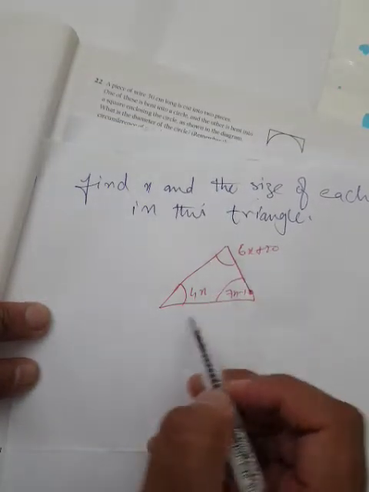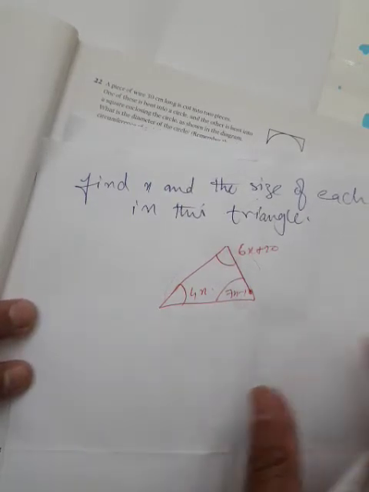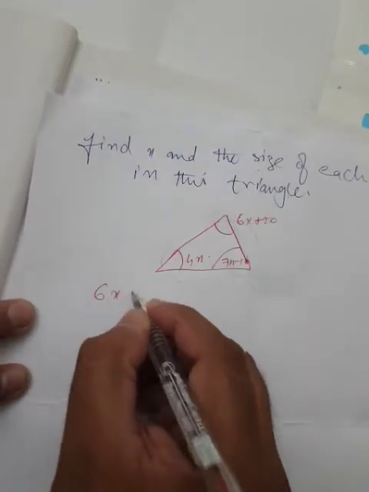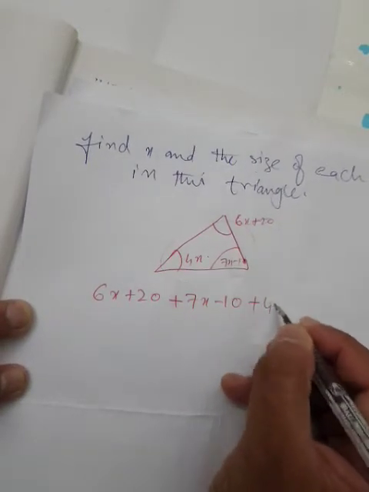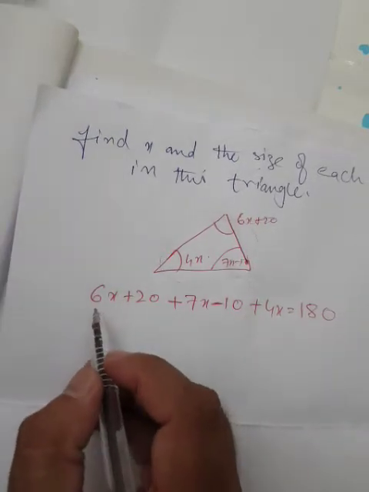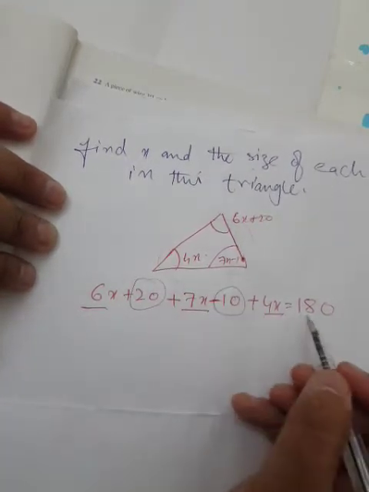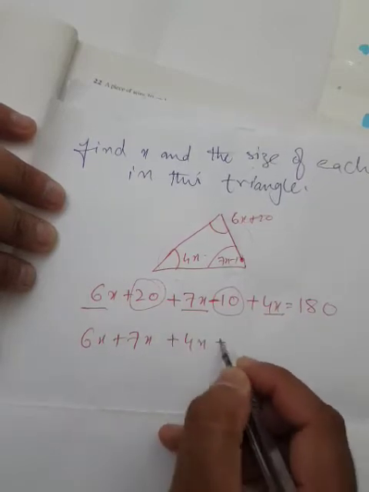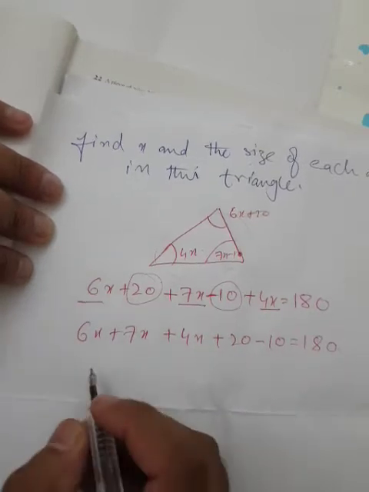Now remember that the sum of the three angles of a triangle always equals what? You should know that. The sum of the three angles of a triangle always equals 180. So 6x plus 20 plus 7x minus 10 plus 4x is equal to 180. Now I will put this family together and this family together. So 6x plus 7x plus 4x plus 20 minus 10 is equal to 180.